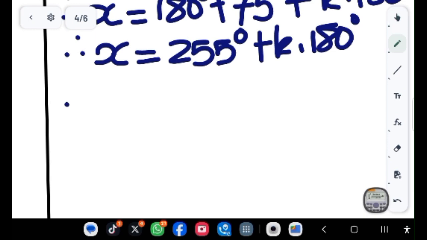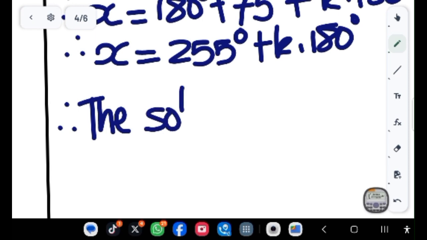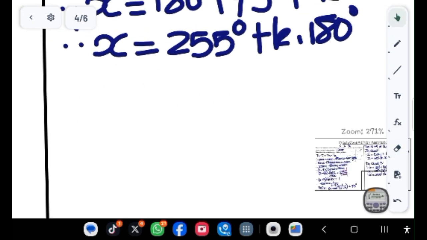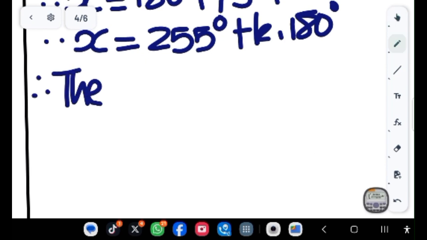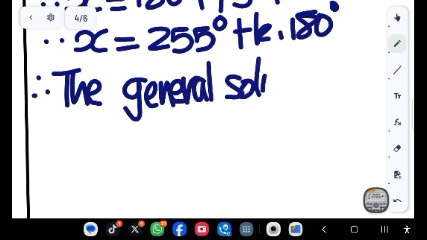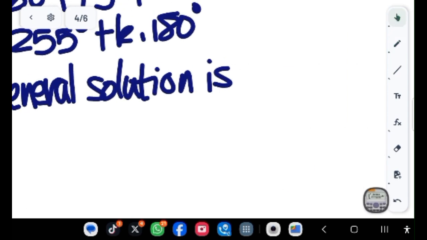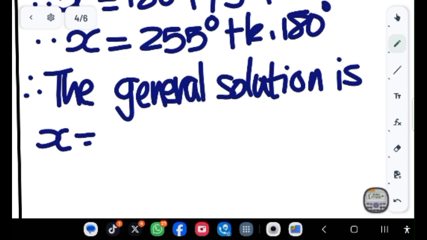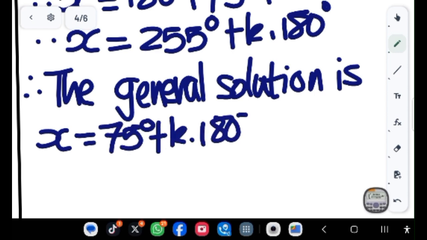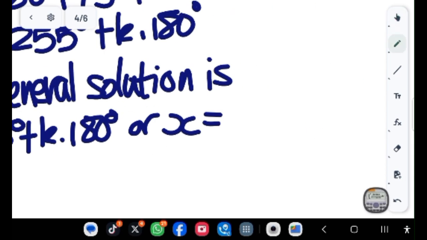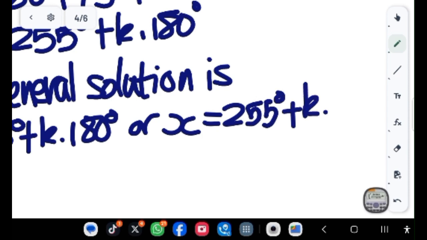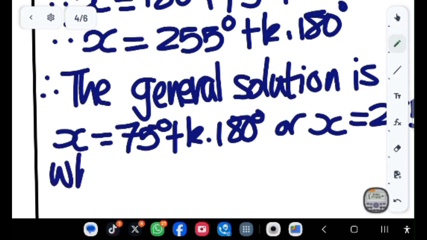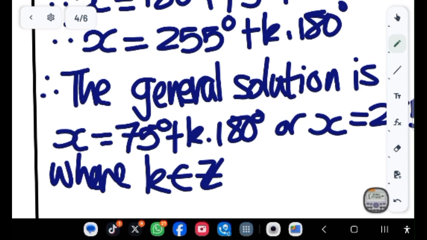Therefore, the general solution is x equals 75 degrees plus k times 180 degrees, or x equals 255 degrees plus k times 180 degrees, where k is an element of integers.